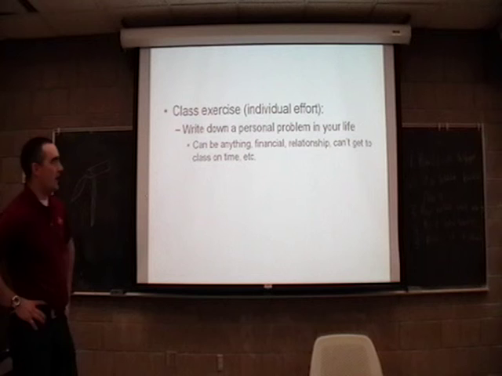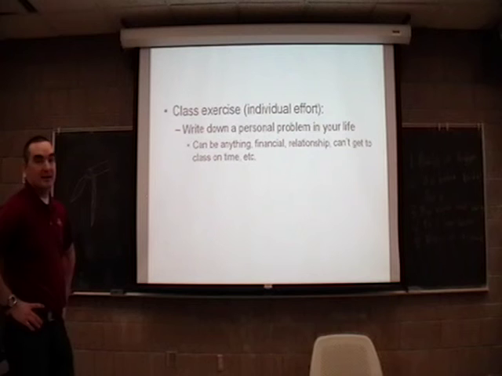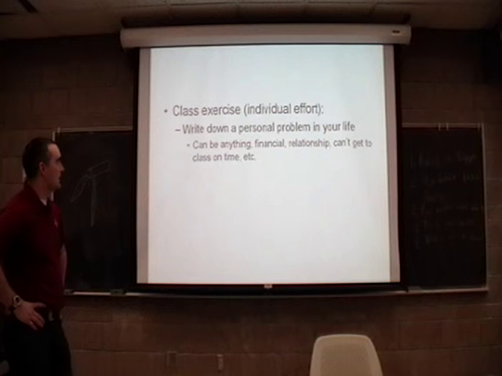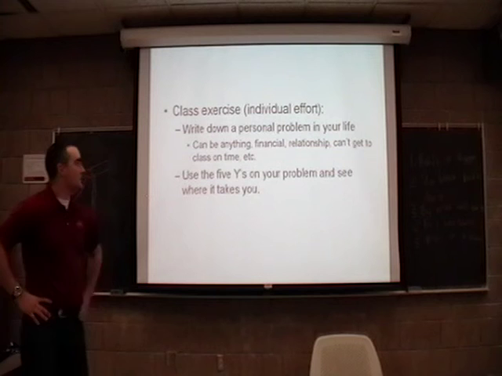It could be a relationship: my roommate and I aren't getting along, I'm not getting along with my parents, my family, boyfriend, girlfriend, any of that kind of issues. Another thing, I can't get to class on time, or I'm constantly off schedule. Anything of that nature, go ahead and take a few minutes, write that problem down, just to get a start. So all right, everyone's got a problem. Now this is where you take what you learned, use the five whys on your problem, and see where it takes you.